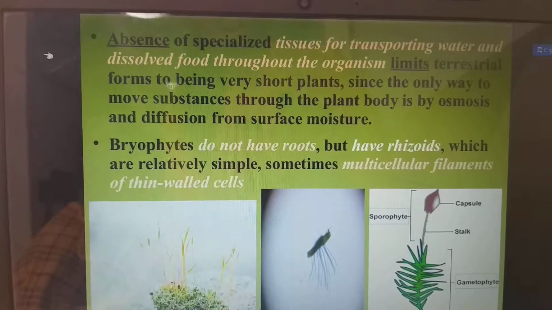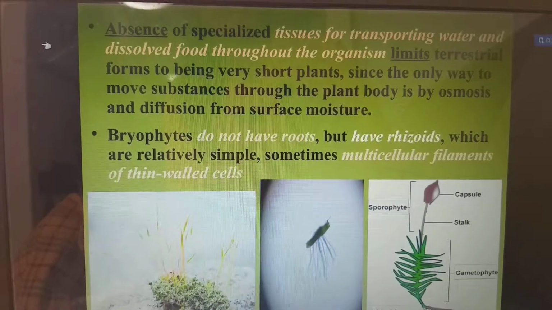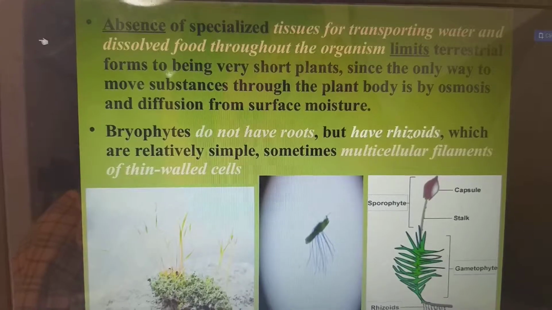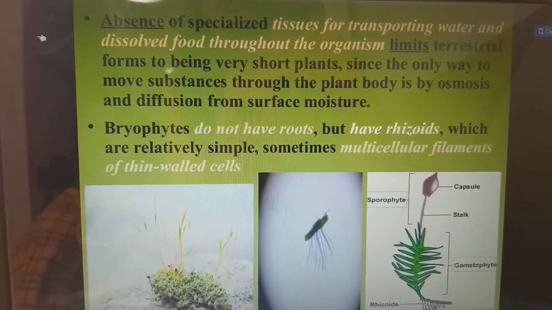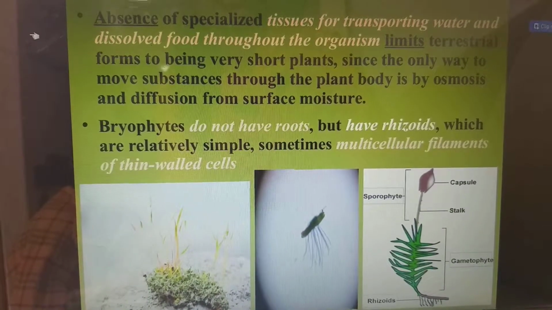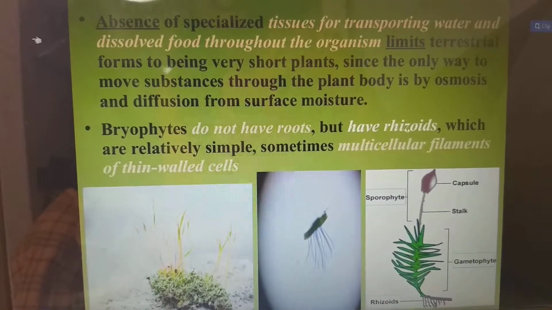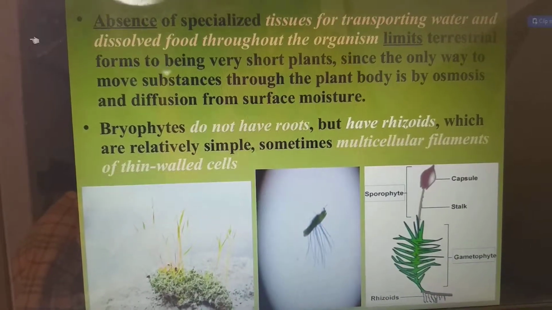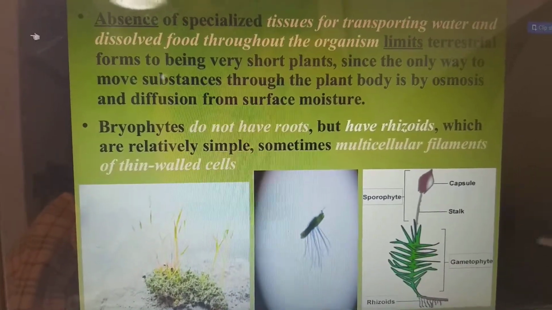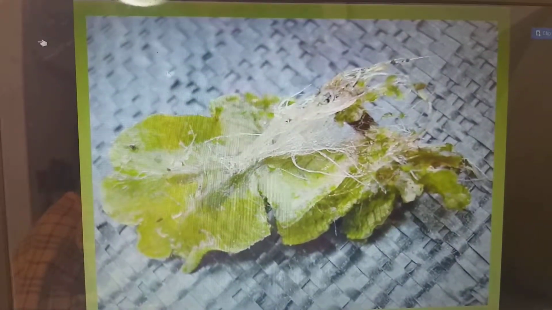Absence of a specialized tissue for transporting water and dissolved food throughout the organism limits terrestrial forms to being very short plants, since the only way to move substances through the plant body is by osmosis and diffusion from the surface moisture. Bryophytes do not have roots, but they have rhizoids, which are relatively simple and sometimes multicellular filaments of thin walled cells. So these are the bryophytes with small rhizoids. Here also we have small rhizoids. So this is the bryophyte.